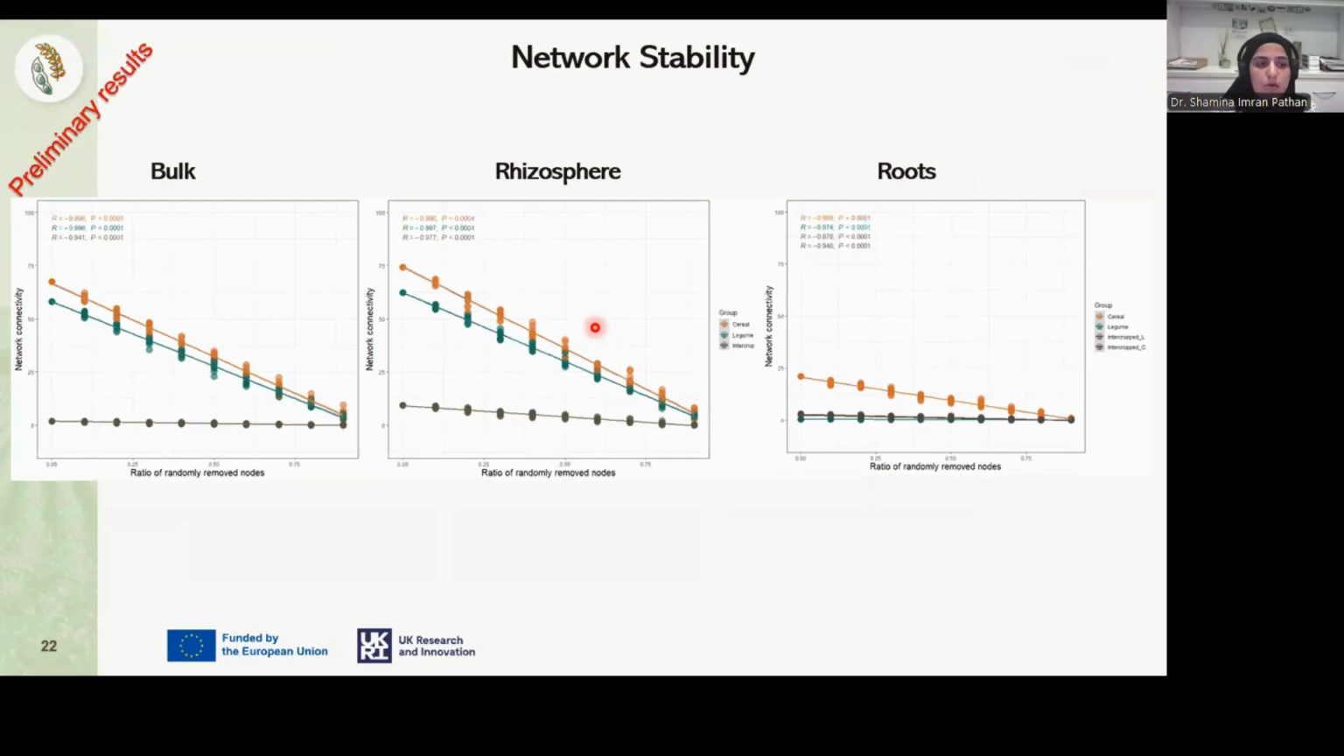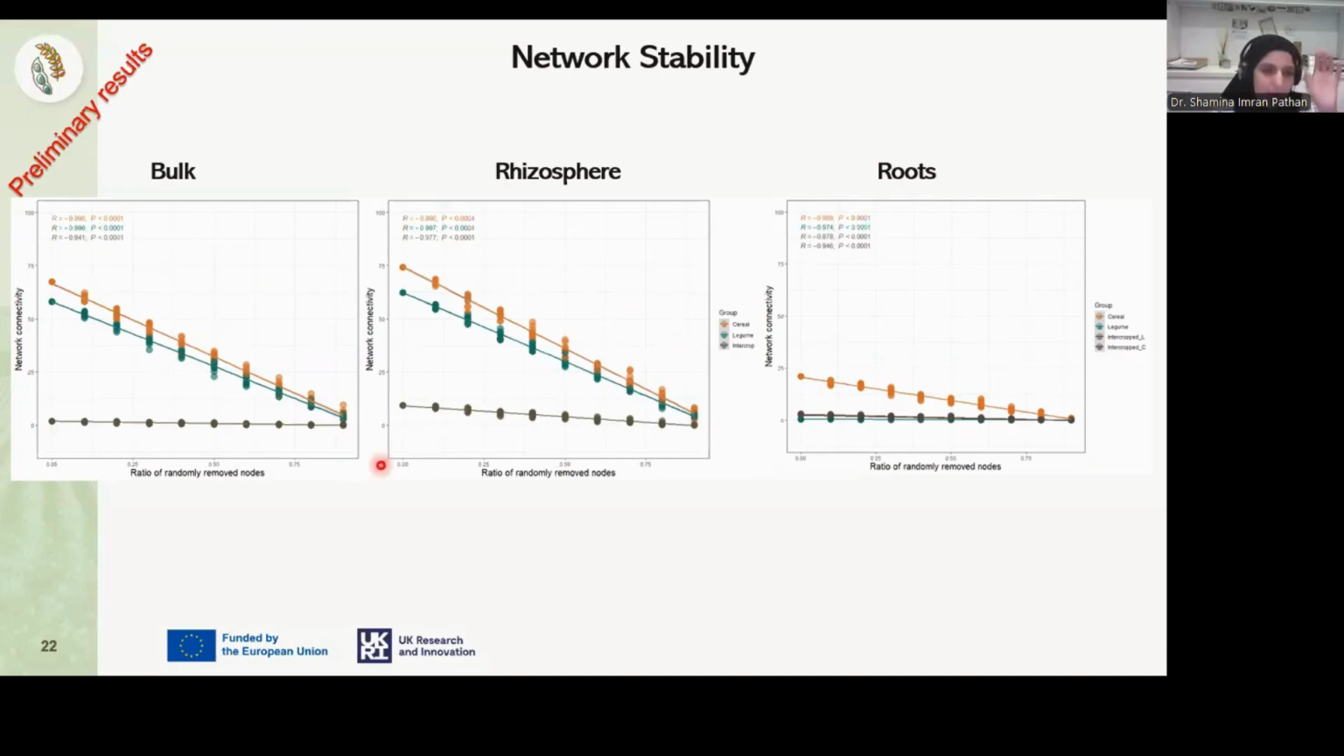Then we also compared how stable these networks are, and how you can do this. You can randomly remove some nodes, like taxa, from the network, and you can see how connected or stable these networks are. What we found is that, obviously, when you remove some of the taxa or nodes from the network, they become unstable. But still, if you see here, compared to the monocultures, either cereal or legume, the intercropping networks are a little bit more stable than the monoculture networks.